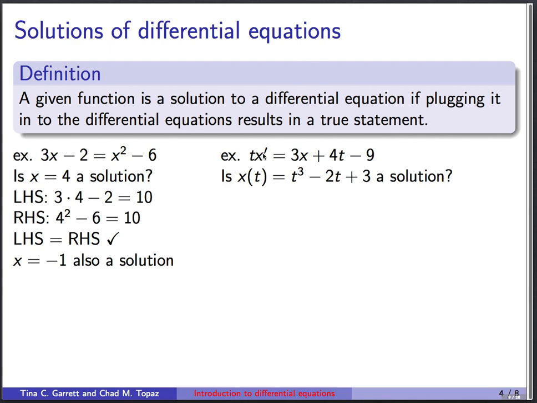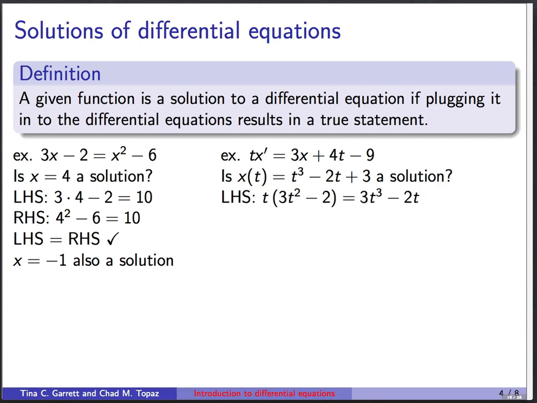We're going to have t x prime equals 3x plus 4t minus 9. So when I see the t and the x prime, I should think immediately to myself, this is a differential equation because there's a derivative, x is the dependent variable, and we can assume that since the other variable that's appearing is t, that the prime means differentiate with respect to t, the independent variable. And we can ask if the function x of t equals t cubed minus 2t plus 3 is a solution, and we're going to do the same thing, we're just going to plug in.